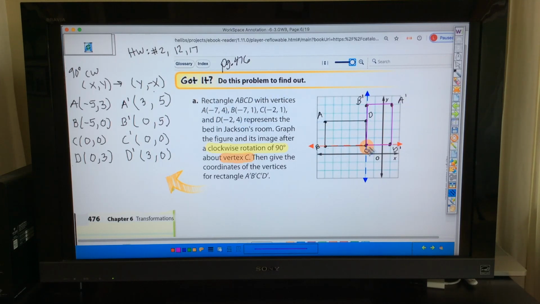As soon as you draw your new x and y axis, these points all shift. So that's where you're going to have to figure out what your original vertices were based off of this new origin. And then you're just going to take your rule. In this case, a 90-degree clockwise rotation tells you that (x, y) becomes (y, -x), opposite x. And you can find these rules, again, at the top of page 477.